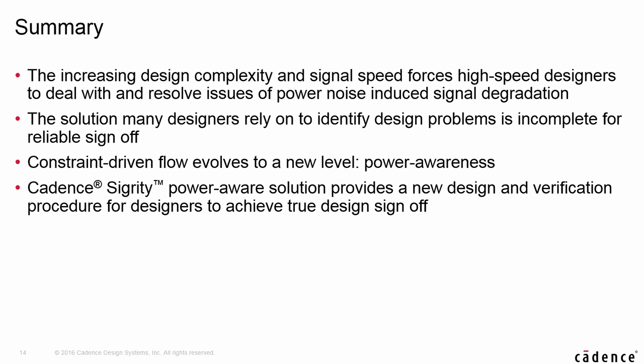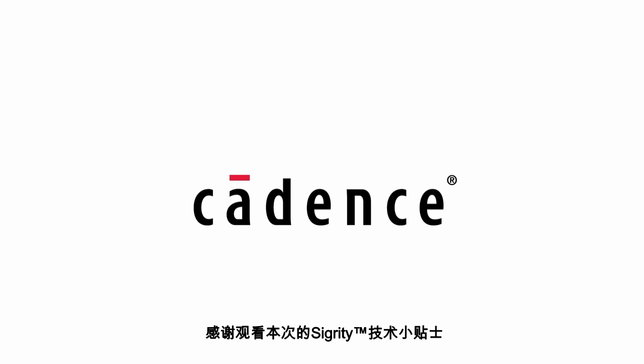In summary, the constraint-driven flow needs to advance to a new level to account for power-induced noise on signals. Designers should check their current sign-off flow and update it with power-aware functions. Cadence Sigrity tools can help to achieve that goal.